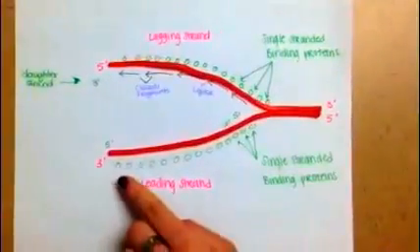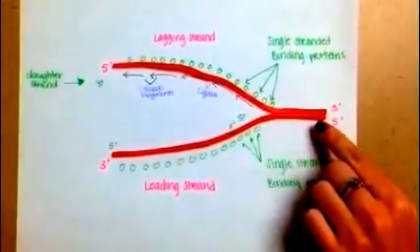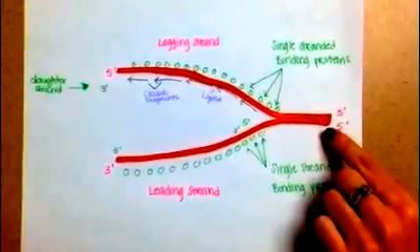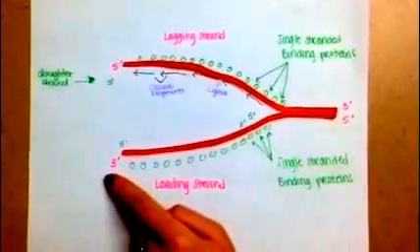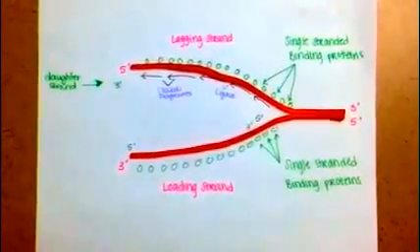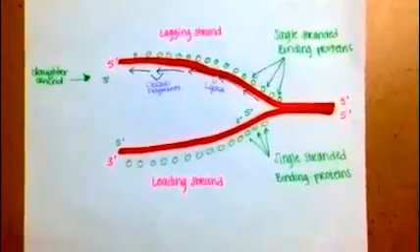Now onto the leading strand. Synthesis in the leading strand is easier than the lagging strand because it runs in the 5 to 3 prime direction, which is the only direction DNA polymerase can synthesize.